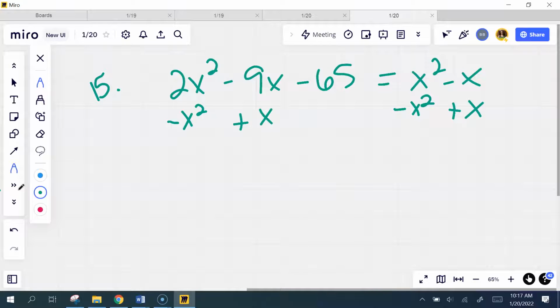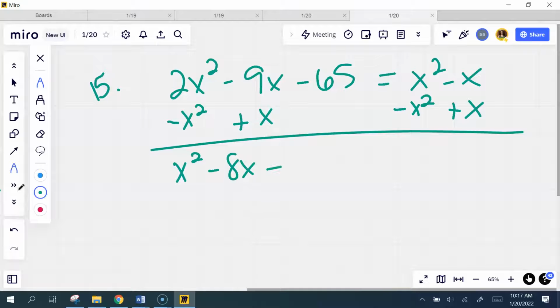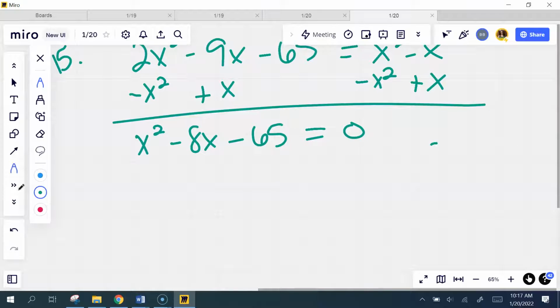And you can do that all at one time. 2x squared minus x squared is x squared. Negative 9x plus x is negative 8x. I've got the minus 65, and it equals 0. Everybody good so far? Now factor. What multiplies to negative 65x squared but adds to negative 8? Okay. Negative 13x and 5x.